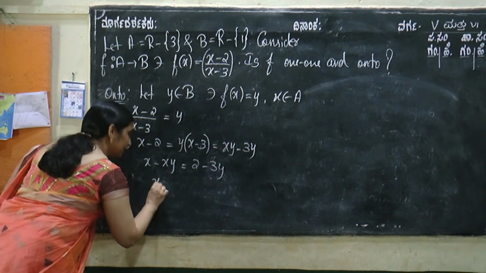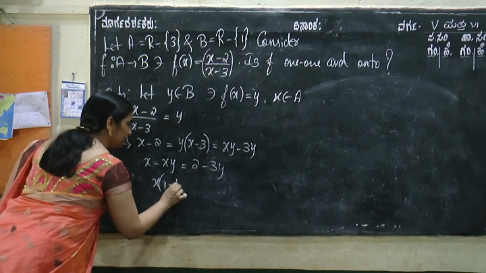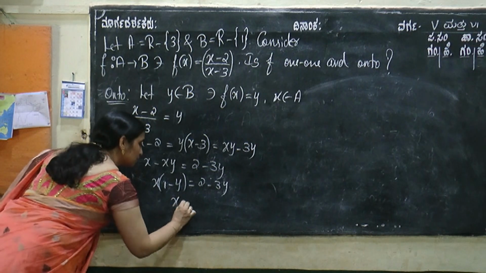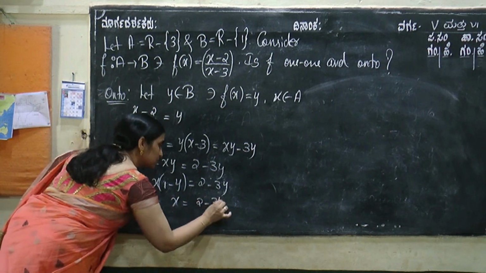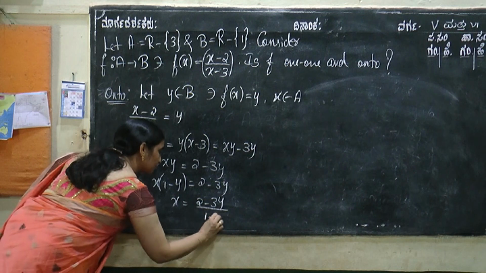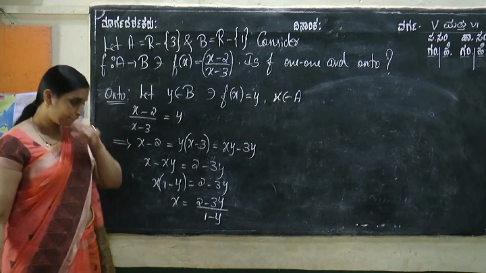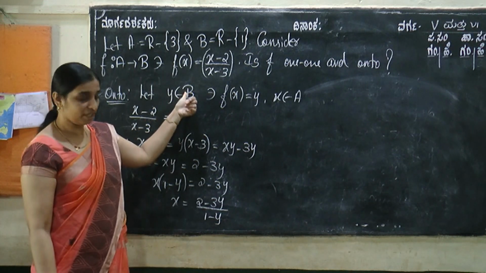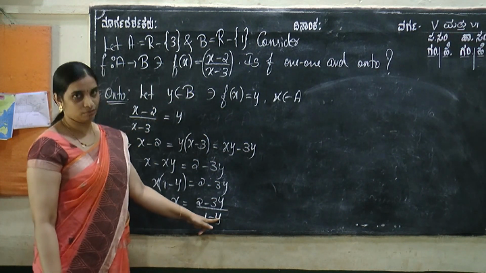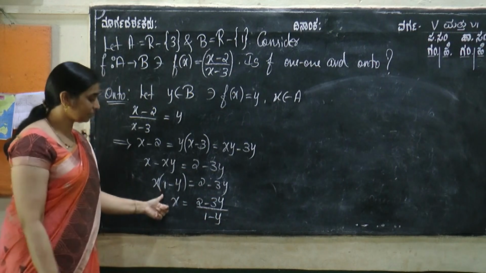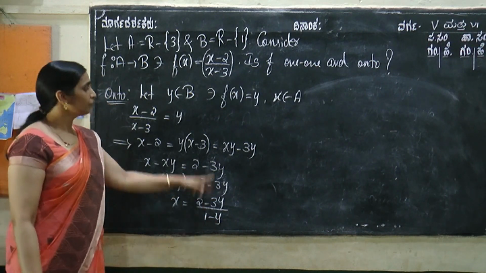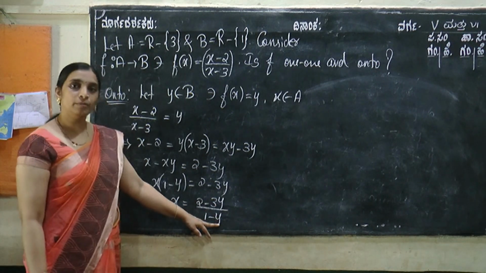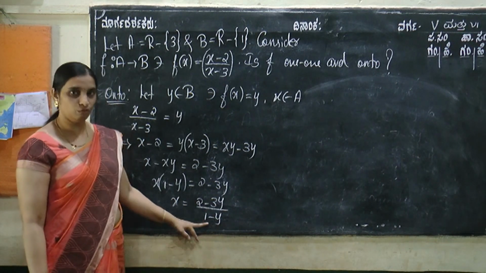Or you may say, taking x outside, we are left with 1 minus y. It is 2 minus 3y. Or x is equal to 2 minus 3y divided by 1 minus y. Now look at the value. y is an element in codomain and 1 minus y comes in the denominator when we solve for x. So if y is equal to 1, the value of x doesn't exist. That's why the codomain doesn't contain the number 1.